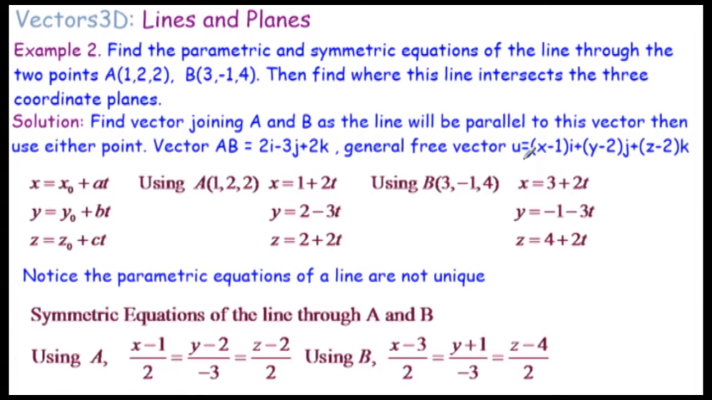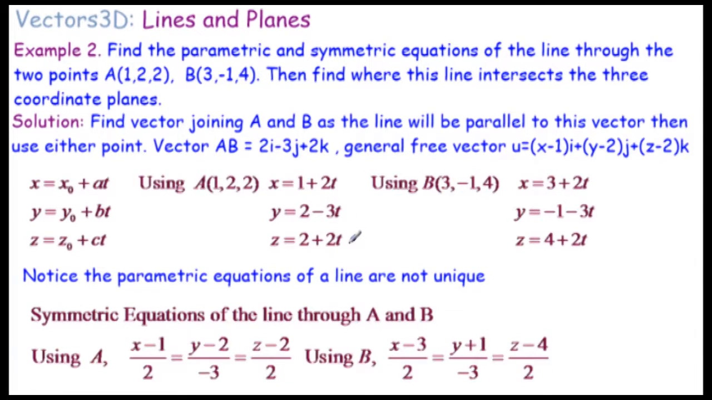And so you can see here, X minus 1 is going to equal 2T. Therefore, putting the 1 on the other side, X is equal to 1 plus 2T. Then Y minus 2 is equal to minus 3T. So basically, you can see here Y equals 2 minus 3T and Z equals 2 plus 2T.